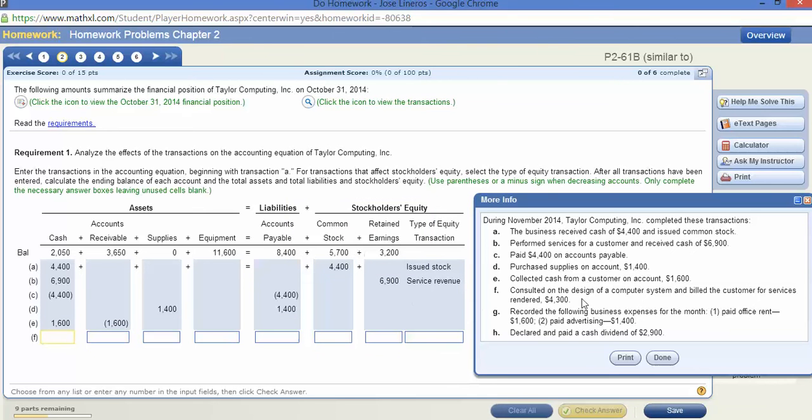Let's go to F, consulted on the design of a computer system and billed the customer for services. Okay, so if we bill them, that means we're not collecting it. We're not actually collecting the money. What we're going to do here is we're going to set up a receivable for 4,300. And then it's for services that we rendered. So retained earnings are going to go up. We've earned our service revenue. And this type of equity transaction, in other words, the $4,300 of retained earnings we're going to increase, is service revenue.